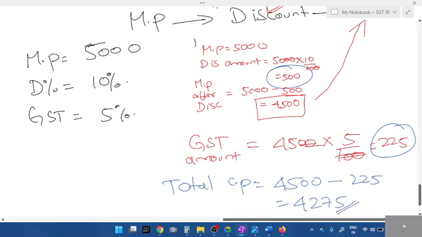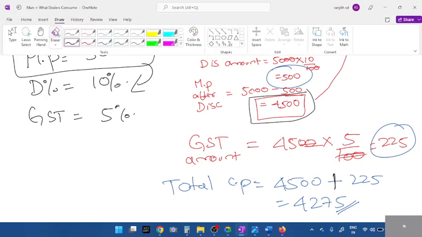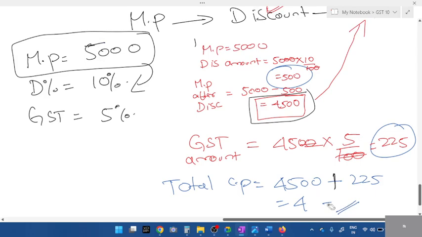Is this clear? Did you understand this transaction calculation part? I outlined it neatly. Step by step, I'll explain. So, what was the actual cost price, students? Initially, what was the cost price? From 5000, we removed 10%. That was 4500. On top of that, how much tax did you add? Actually, I have to add it, right? I have subtracted it. How much is 4,000 plus 275, students?